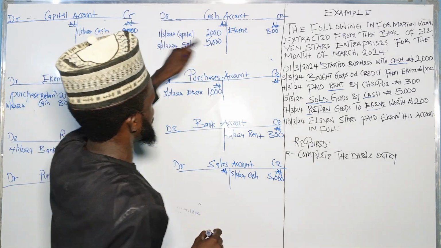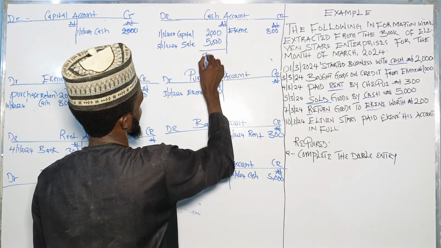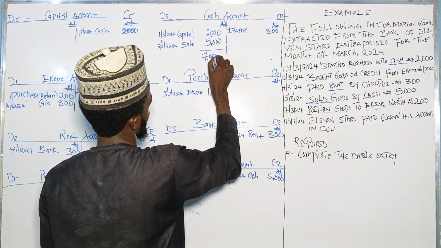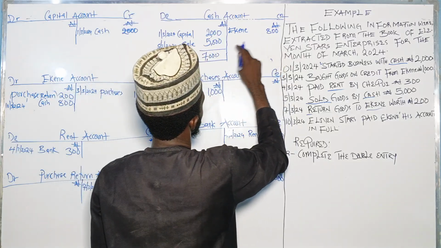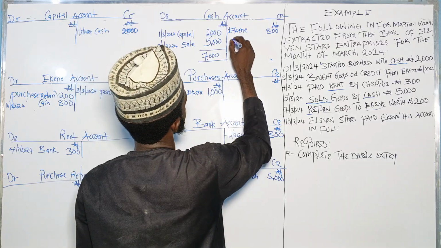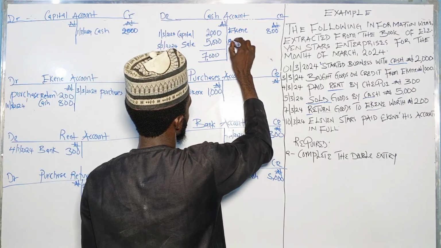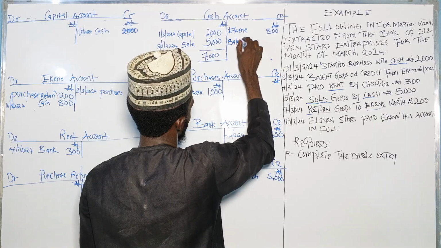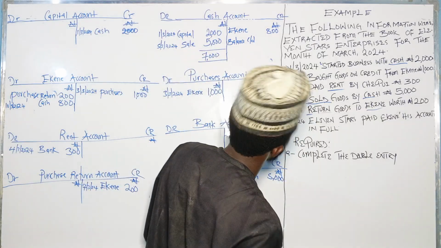When you add this plus this, you have 7,000. Close the account. Then you minus 800 naira. The balance you get here is what we call balance carried down, but we shorten it as balance CD.